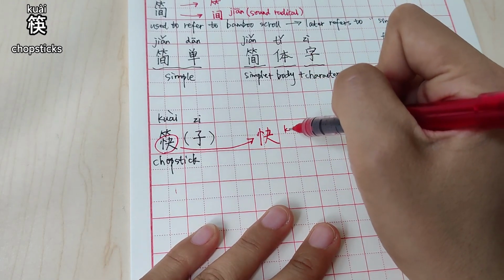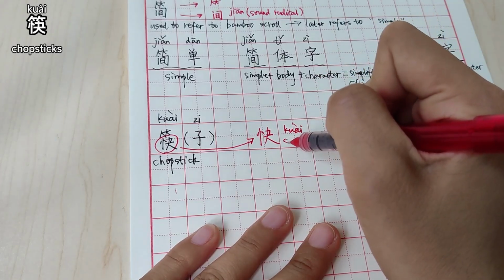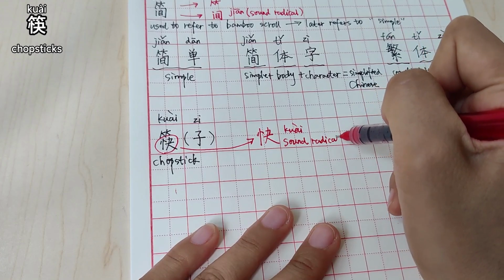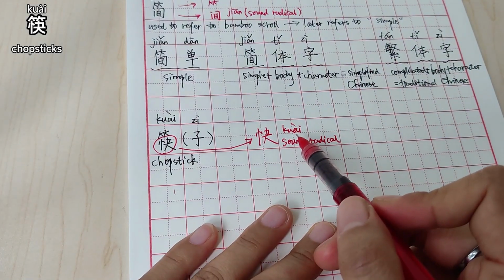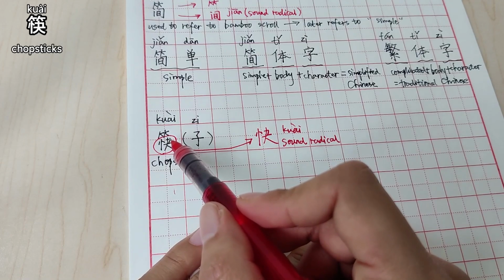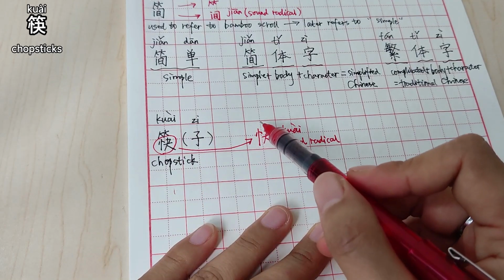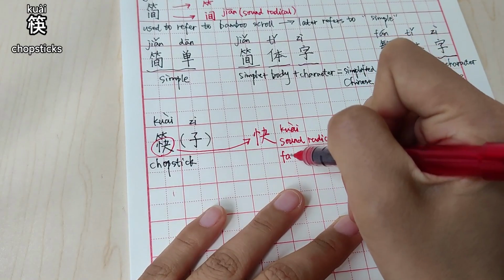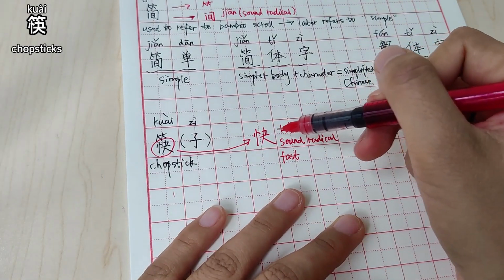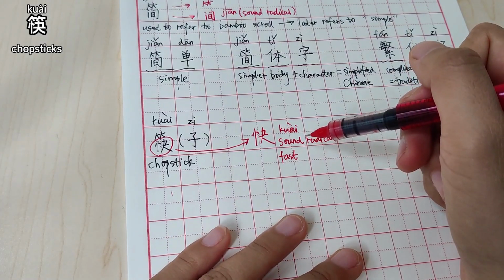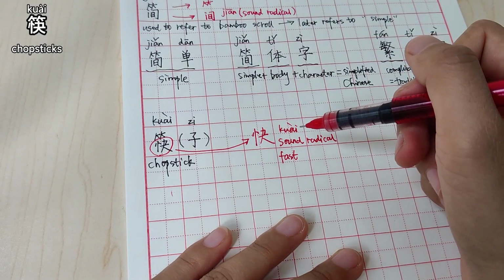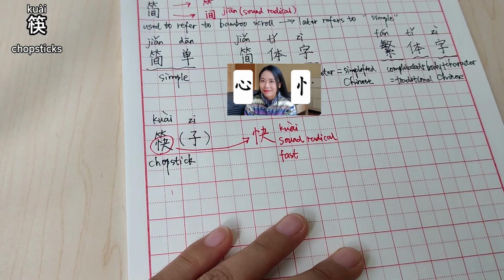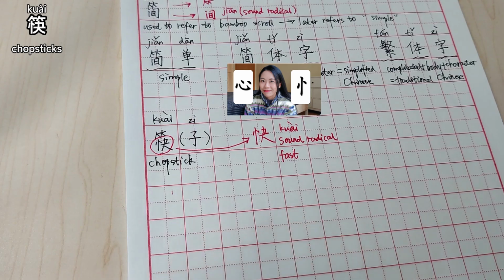Kuai. And this is kuai, which serves as a sound radical. You give the kuai sound to the kuai. And as for the meaning of it, it could be fast. The meaning of kuai is fast, and we talked about it in the heart radical video. So if you haven't watched it or you want to review it, check that out.